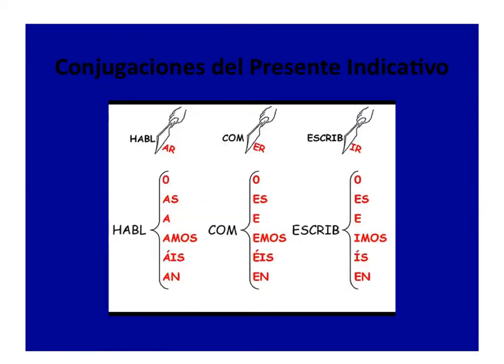In order to conjugate verbs, we must first chop off the ending AR, ER, or IR, and then add the correct present tense conjugation.